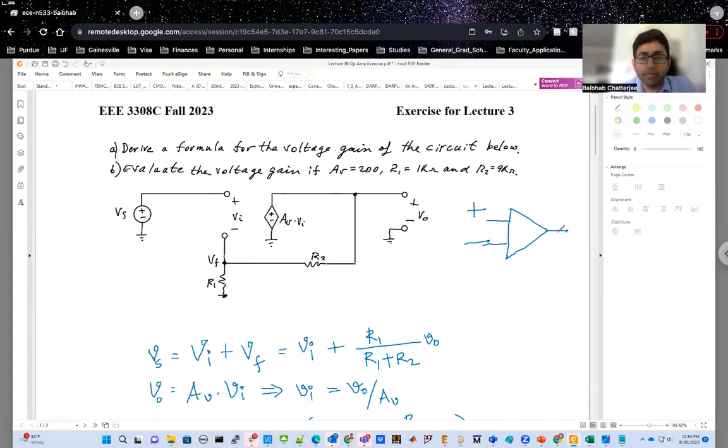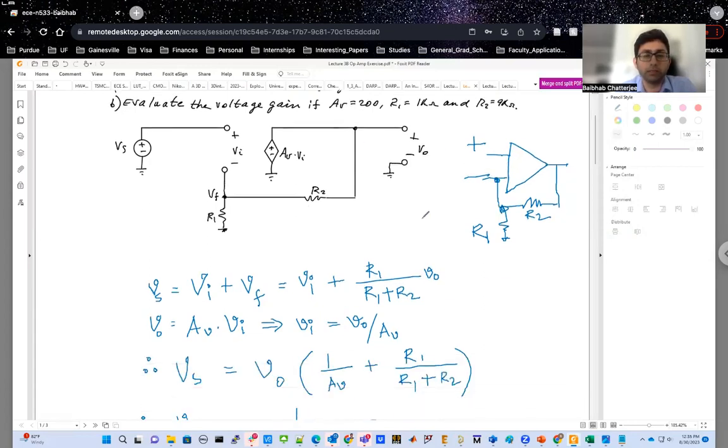So what we are doing here is basically we are taking the output, you are putting it through this resistance R2, and then R1. The other terminal of the R1 is grounded, and this terminal which has a voltage of VF, that is directly connected to the negative terminal of your op-amp. So this is what you are doing here in this particular circuit.